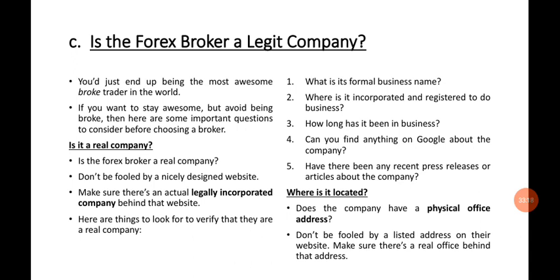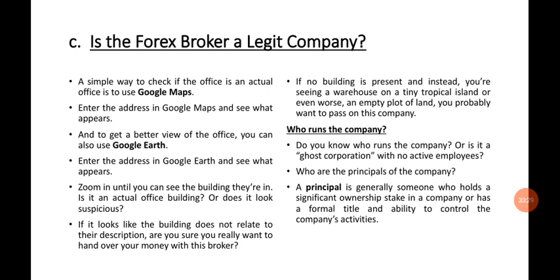Where is it located? Does the company have a physical office address? Don't be fooled by a listed address on their website. Make sure there's a real office behind that address. A simple way to check if their office is an actual office is to use Google Maps. Enter the address in Google Maps and see what appears. And to get a better view of the office, you can use Google Earth. Enter the address in Google Earth and see what appears.